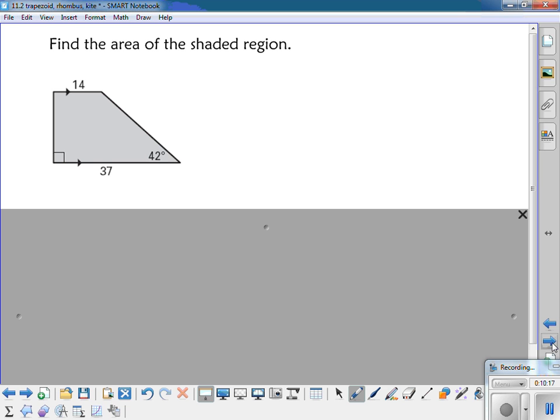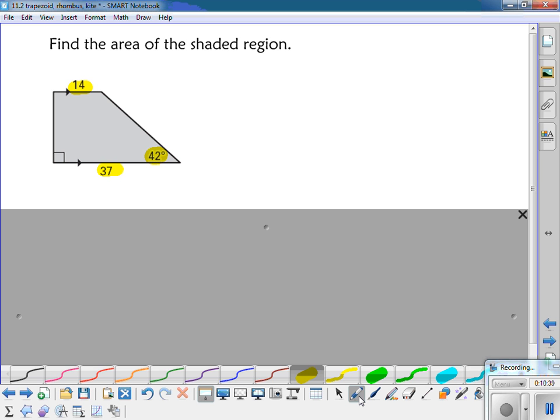All right, now we're going to find the area of the shaded region. Now I see that they gave me the two bases, but I do not know my height. But they gave me an angle. So when you see an angle, chances are you're going to have to use sine, cosine, or tangent.